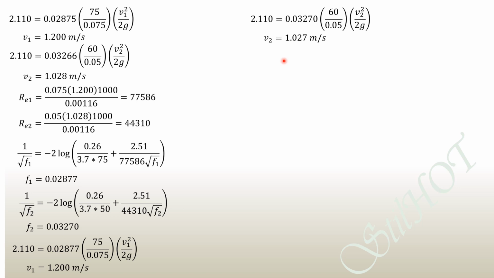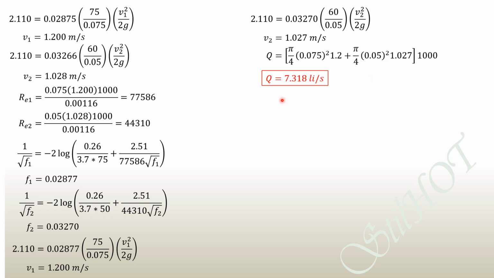So finally, we can now compute the discharge expressed in liters per second. Q total equals pi over 4 times 0.075 squared times the velocity of flow in pipe 1, 1.2, plus pi over 4 times 0.05 squared for pipe 2, mean velocity of flow 1.027, then times 1000. So the total flow is equal to 7.318 liters per second.